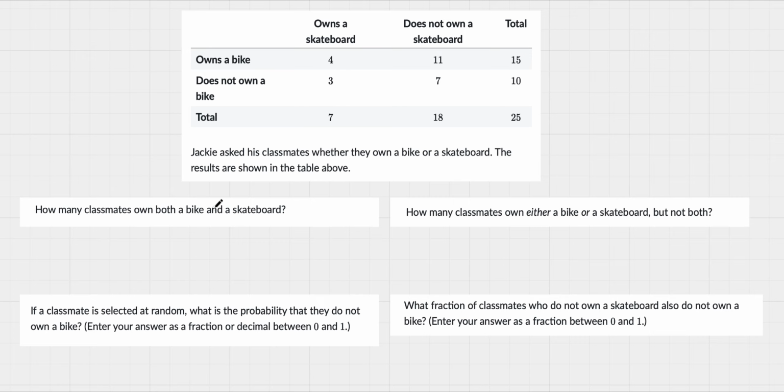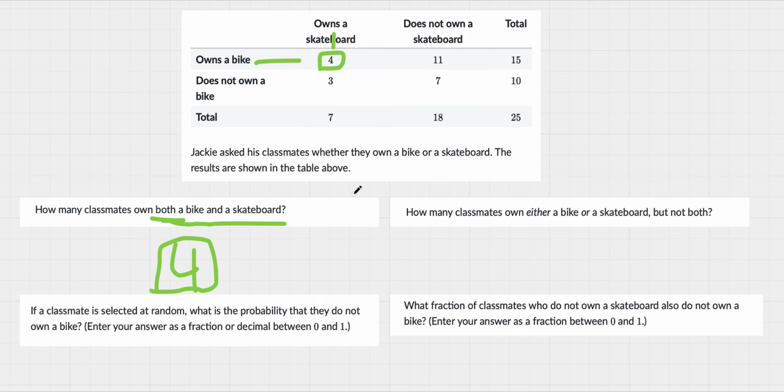Well, the answer is pretty simple. It is 4. You must be wondering how I got the answer, right? Well, let's reread the question. How many classmates own both? You have to look at keywords. So we found both, a bike and a skateboard. Looking at the table that's given to us, we can see that this number over here, which is 4, falls into the category between owns a skateboard and owns a bike. They're both corresponding with each other. That's how we know that 4 classmates own a bike and a skateboard.